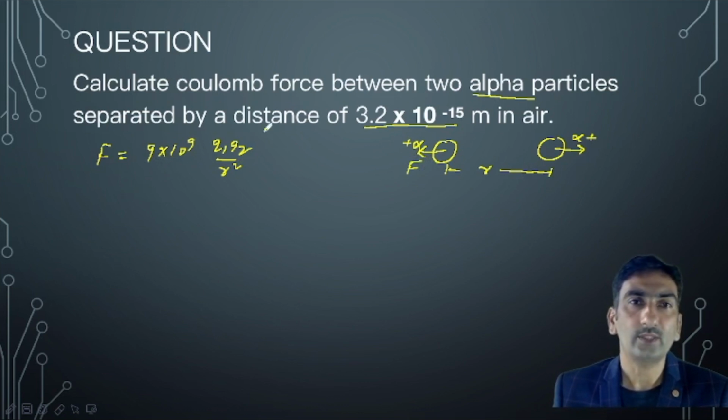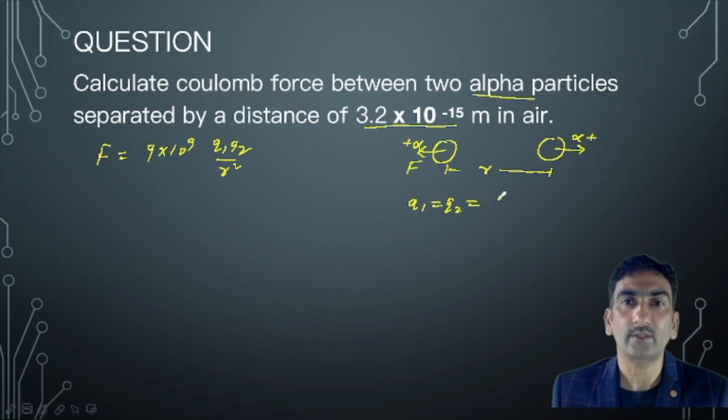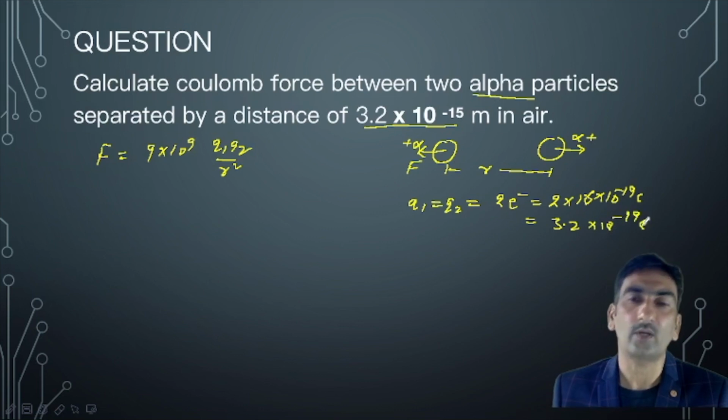Now the question is, what are Q1 and Q2? To calculate the charge on these objects, as we have alpha particles, Q1 and Q2 both would be the same. And the charge on an alpha particle is twice the charge on an electron. We know that the charge of one electron is 1.6 into 10 raised to power minus 19 Coulomb. So if you do these calculations, it becomes 3.2 into 10 raised to power minus 19 Coulomb. Alright, so we can use that in this equation.